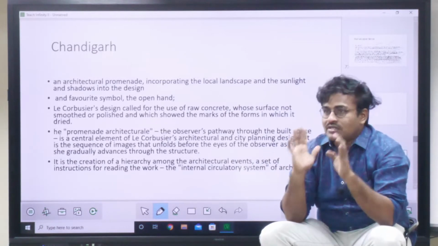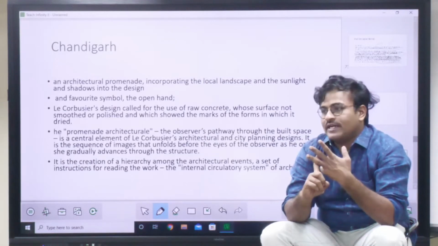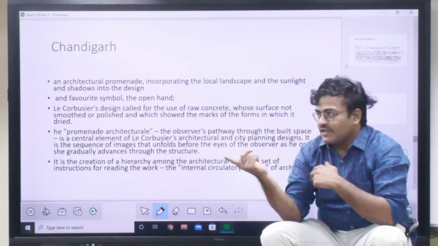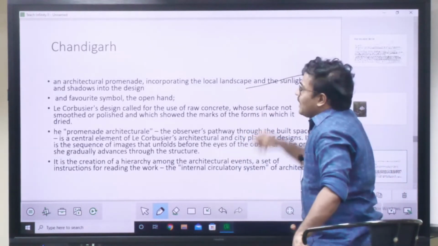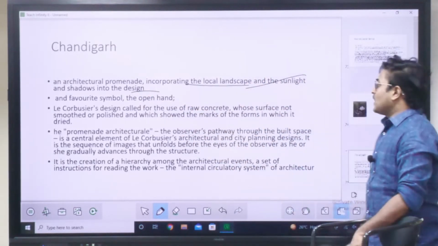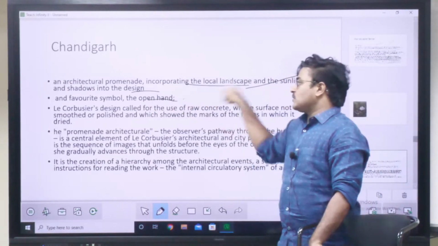And he also constructed the Legislative Assembly of Chandigarh along with the High Court of Chandigarh, all of them in the most modern traditions. So these are some of his buildings. Just have a look at that. First, highlight the things that I am talking about: incorporating the local landscape and sunlight and shade into the design. And his favorite symbol is this open hand.